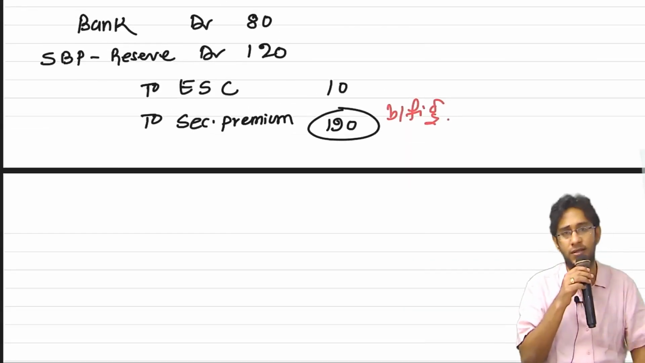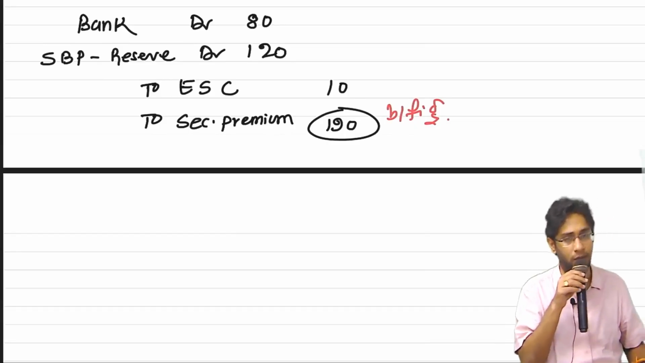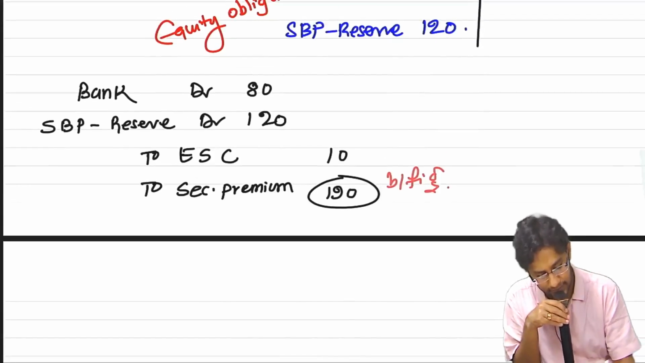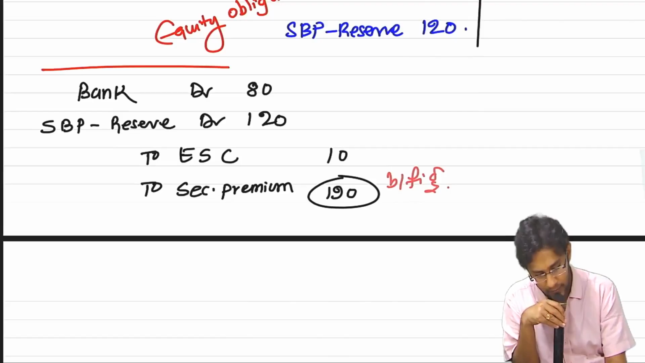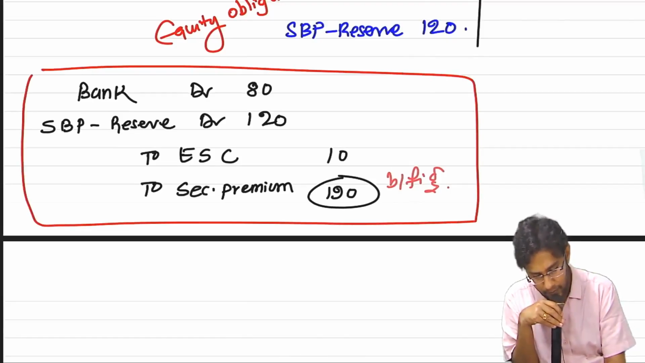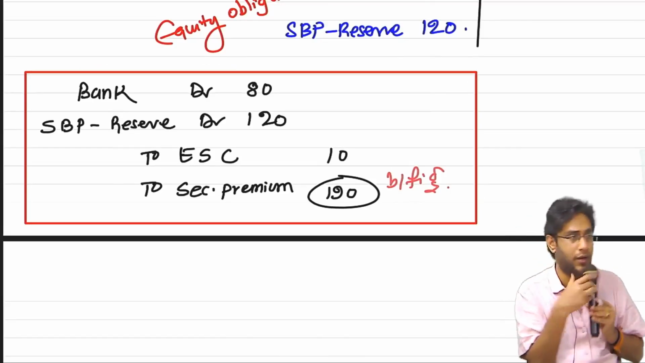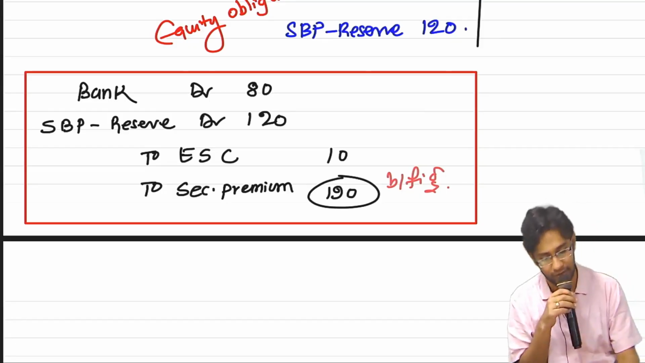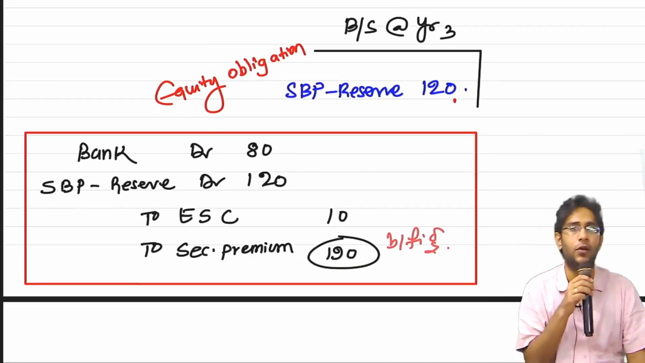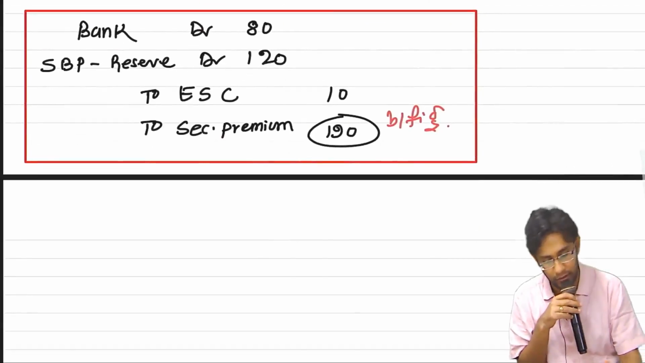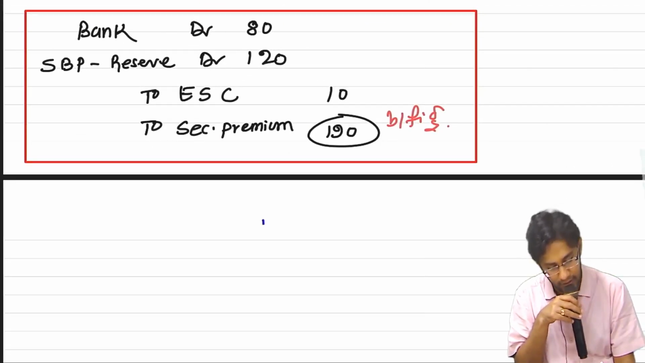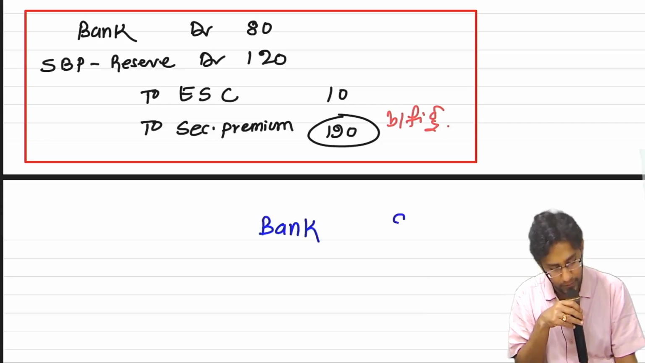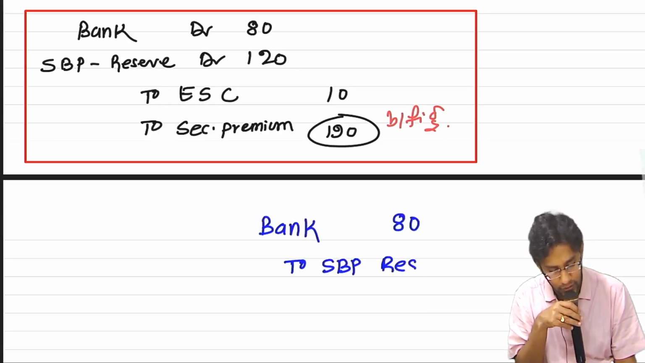Now, how to split this entry? The entry splitting also is equally important because when ledger accounts are asked, you will be in trouble. So, how to split this entry is, when the question asks you journal entries, this will do. If the question asks you ledger accounts, your thought process should be like this. SBP reserve, how much money is there? 120. Now employee pays you how much money? 80. So what you will do is bank account 80, also you go and credit it to SBP reserve only.